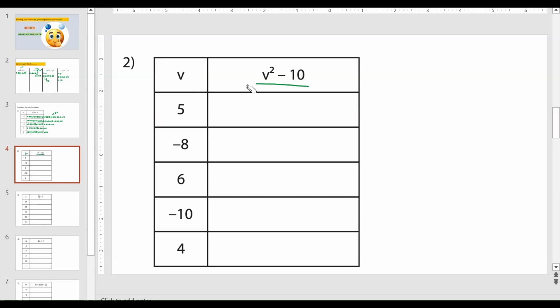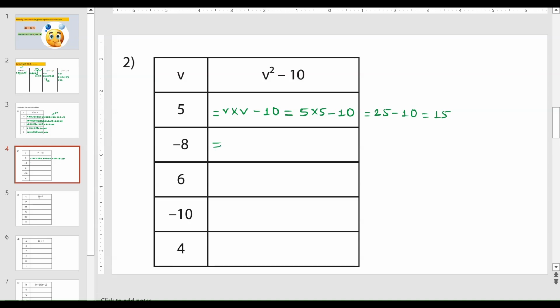So when our variable value is 5, what will be our value? Let's see the value of our expression v square minus 10. So v square is v times v minus 10. The value of v right now is 5, so we have 5 times 5 minus 10. Let's simplify. 5 times 5 is 25, and minus 10. So 25 minus 10 is equal to 15. So our answer is 15 for this value 5.